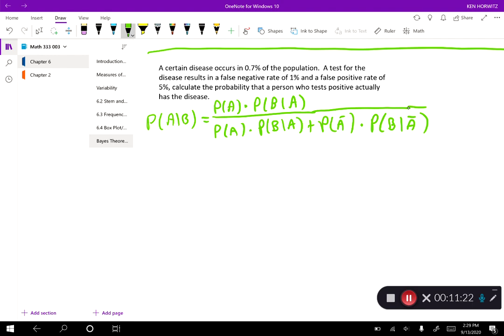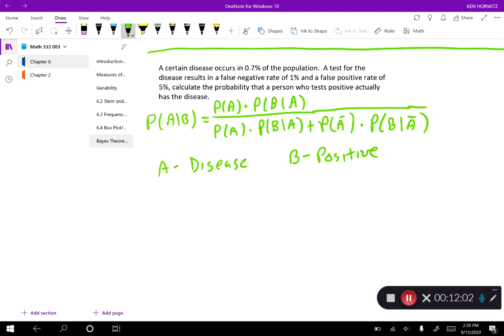Now, very often these formulas are really confusing when you're just talking about A's and B's. But we have two things occurring in this particular problem. We have getting a disease, and we have testing positive. So let's relate event A as getting the disease. And let's do event B as testing positive.